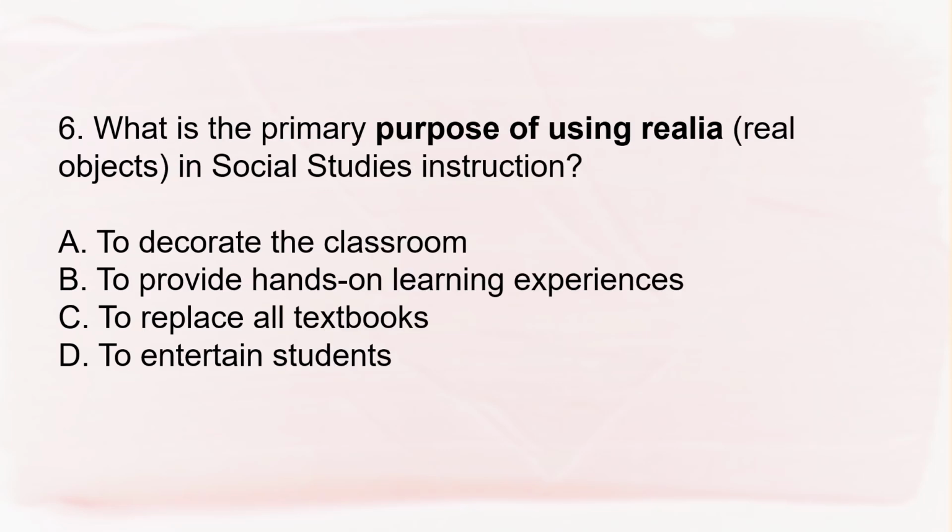Number 6, what is the primary purpose of using realia or real objects in social studies instruction? Letter A, to decorate the classroom. Letter B, to provide hands-on learning experiences. Letter C, to replace old textbooks. Or letter D, to entertain students.